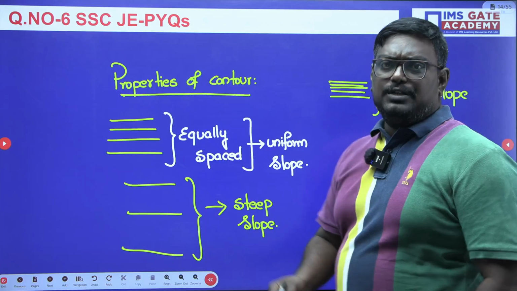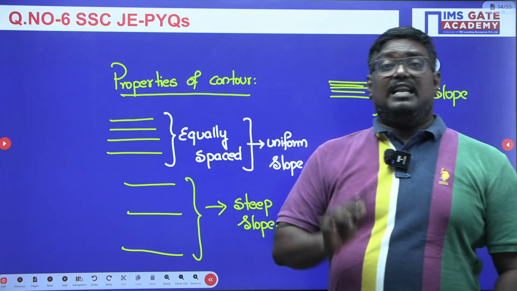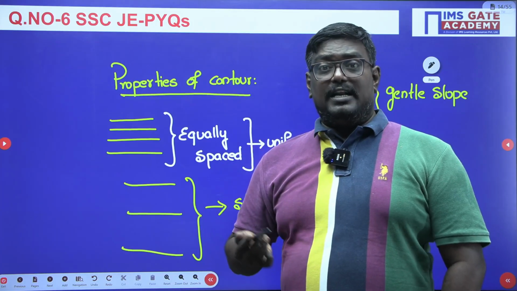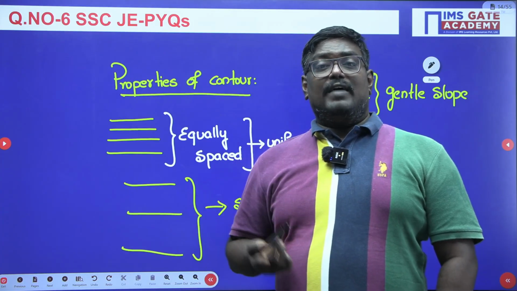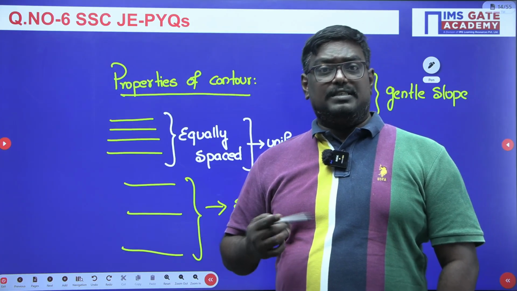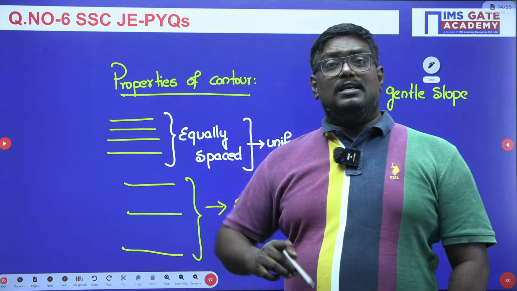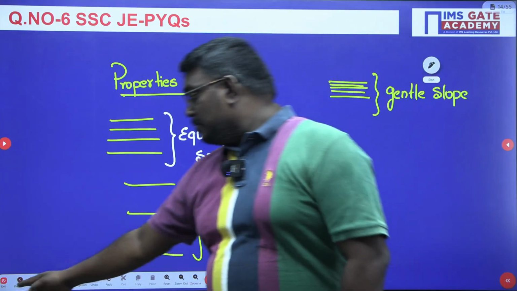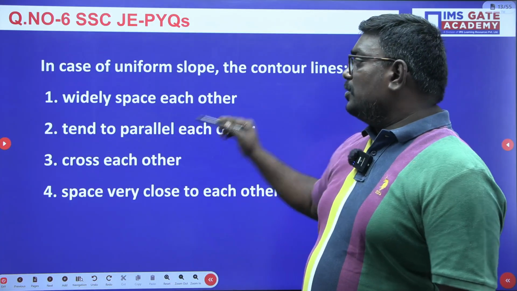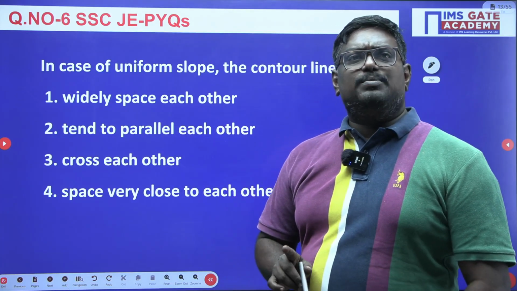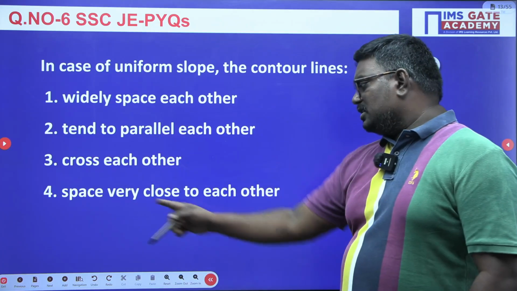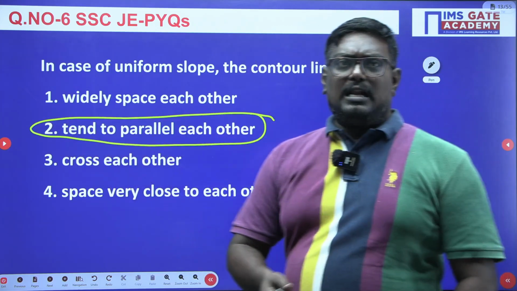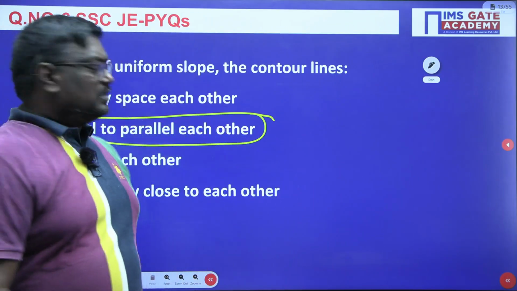And remember, two contour lines never intersect each other except in the case of an overhanging cliff. If you have higher values inside and lower values outside, it represents a hill; lower values inside and higher values outside represents a valley. Ridge lines and valley lines intersect the contours at 90 degrees. You should also remember these points. Based on these properties, in case of uniform slope, it represents equally spaced contours, which tend to be parallel to each other, because when they are parallel they are equally spaced. So, option 2 is the right answer.